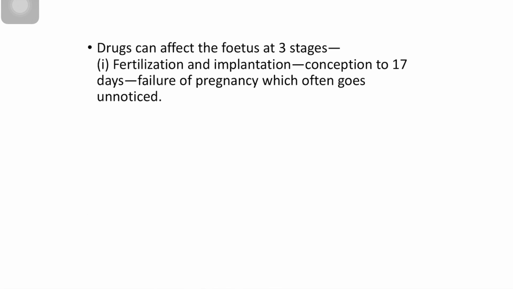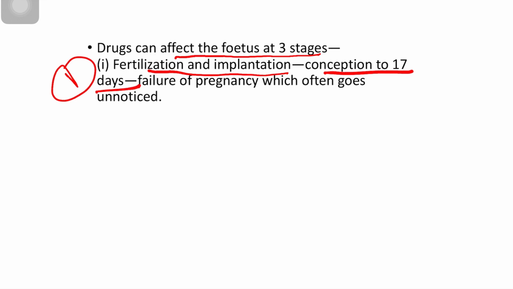Then comes the exposure, like when in a pregnant female, at specifically which point of time this drug gets exposed and which kind of abnormality gets developed. So first, drugs can affect the fetus at three stages. First is fertilization and implantation. So from conception to the first 17 days.